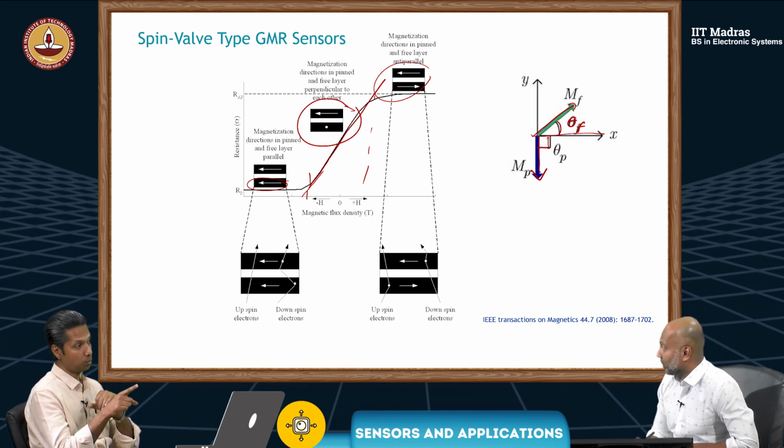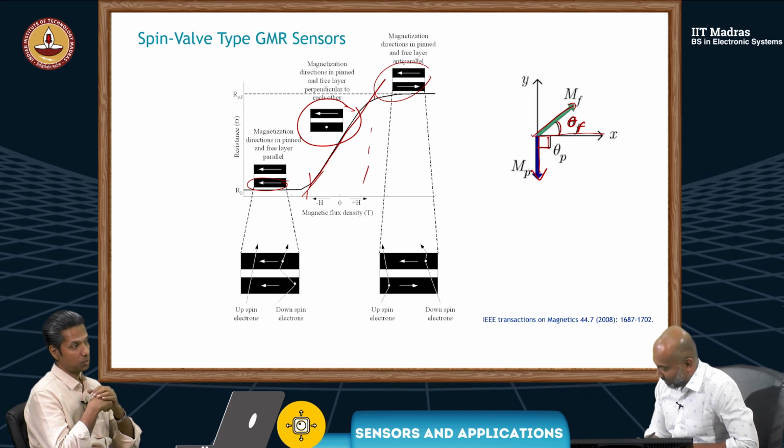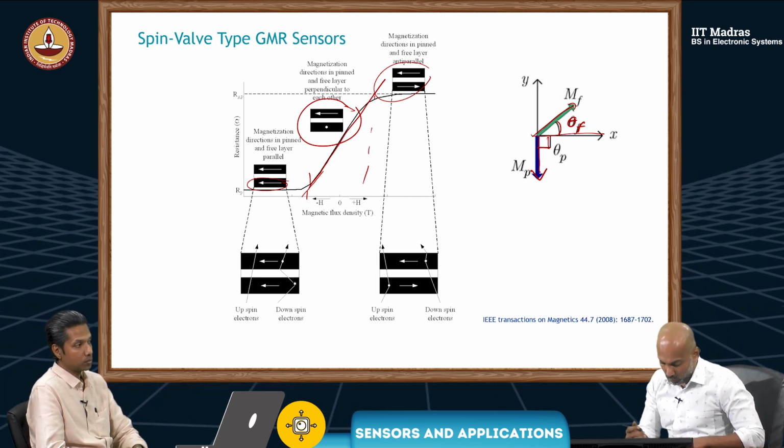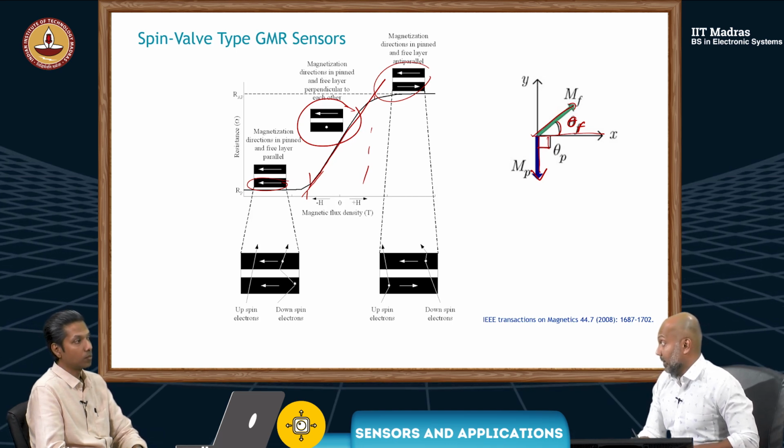Oh, then is it more sensitive compared to the previous version? So the spin valve sensor is generally more sensitive to magnetic fields.